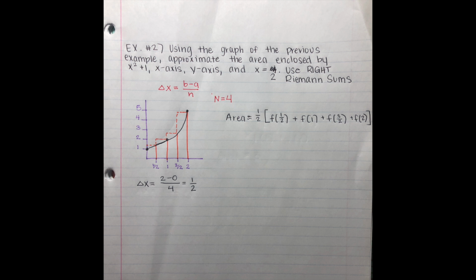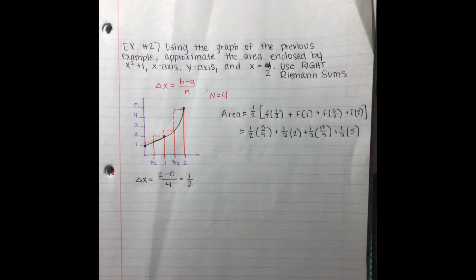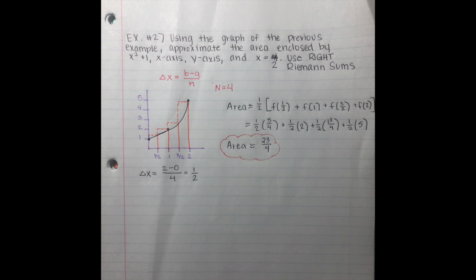them up together. Since we're using 4 sub-intervals, our x's are going to be 1/2, 1, 3/2, and 2. After evaluating everything, your answer is 23 over 4.